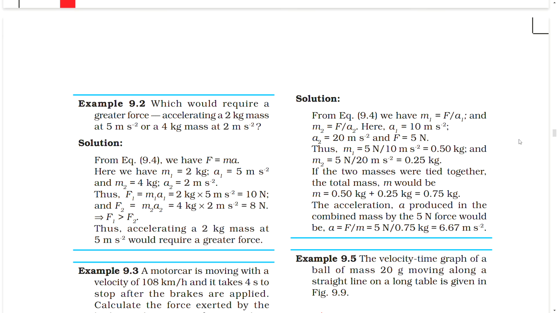If the two masses were tied together, the total mass m would be m equal to 0.50 kg plus 0.25 kg equal to 0.75 kg. The acceleration produced in the combined mass by the 5 Newton force would be a equal to F by m equal to 5 Newton by 0.75 kg equal to 6.67 meter per second square.